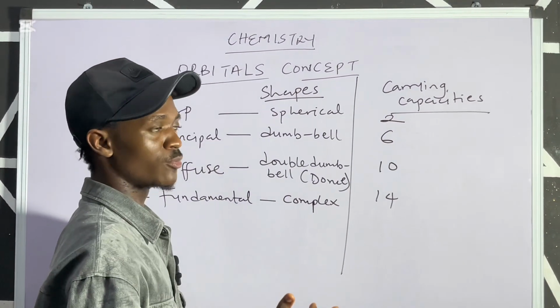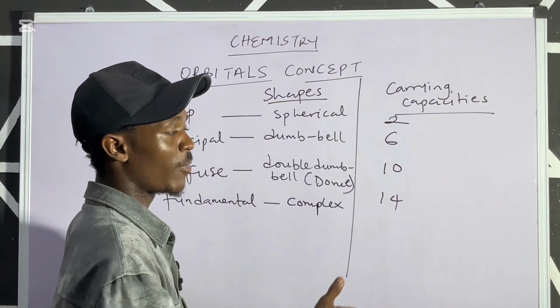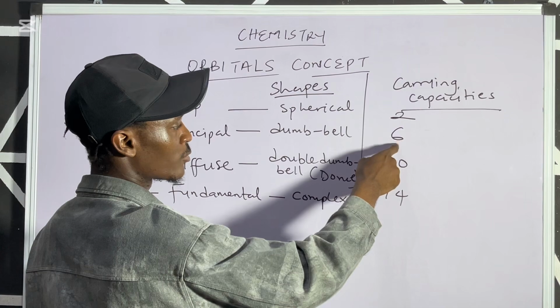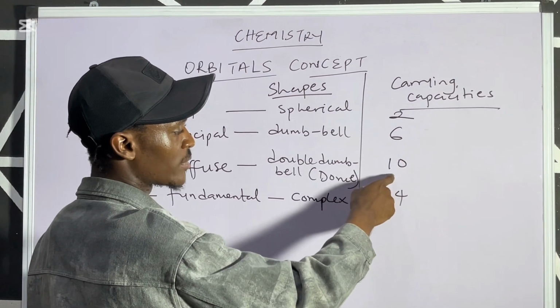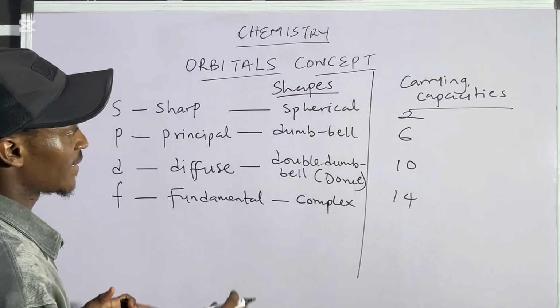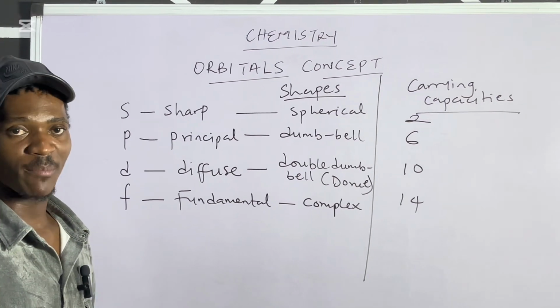So what are you supposed to do? Just simply add 4. The common difference here is 4. So when you add 4 to 2, you get 6. Then when you add 4 to 6, it gives 10. Then 4 to 10, it gives 14. All right, so those are their respective carrying capacities.